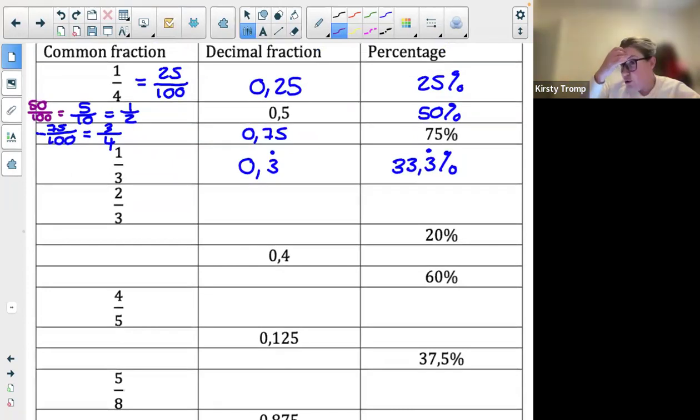If I'm doing 2 over 3, guys, well, if 0.3 was 1 over 3, then 2 over 3 is going to be 0.6 recurring. And for the percentage, what is it going to be? It's going to be 66.6 recurring percent.